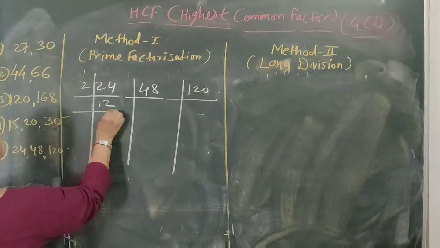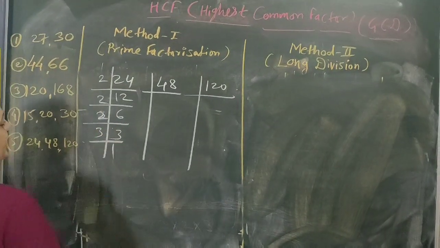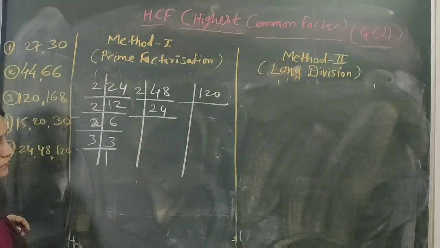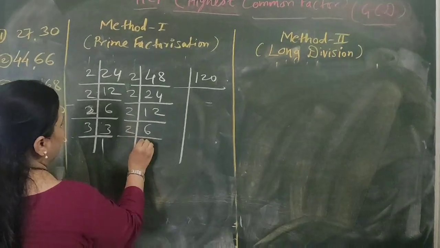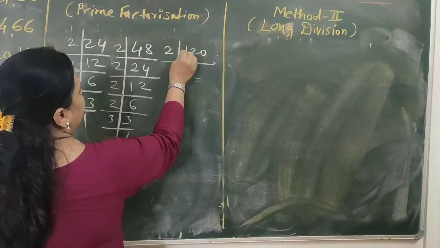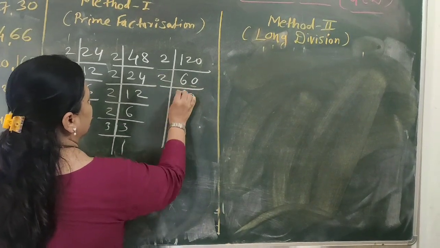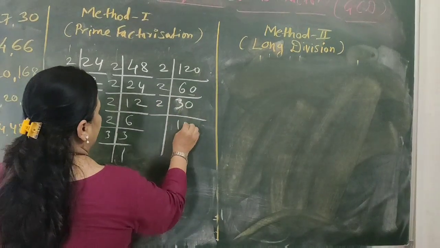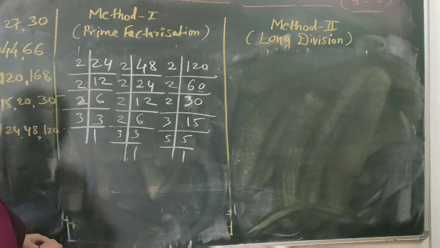24 is divisible by 2, 2 6s are 12, 2 3s are 6 and 3 1s are 3. 48 is divisible by 2, 2 2s are 4, 2 4s are 8, 2 1s are 2, 2 2s are 4, 2 6s are 12, 2 3s are 6 and 3 1s are 3. 120 is divisible by 2, 2 6s are 12, 2 0s are 0, 2 3s are 6, 2 0s are 0, 2 15s are 30, 3 5s are 15 and 5 1s are 5.